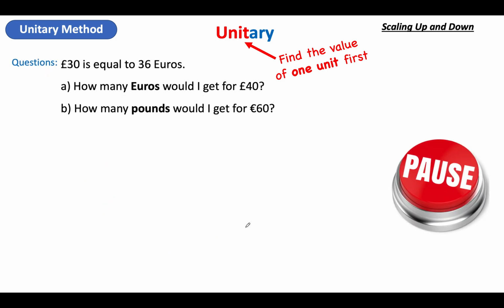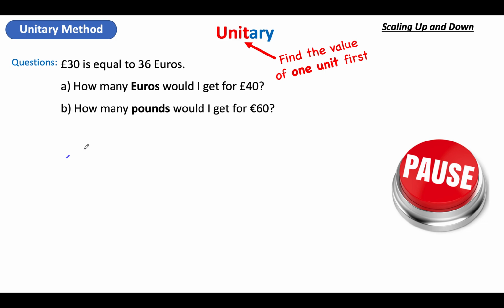Okay, two questions here. Now be careful, because we're going to have to do this in two parts. £30 is equal to 36 euros. How many euros would I get if I have £40? But then how many pounds would I get if I had 60 euros? So you're going to scale, first of all, maybe scale up one side, either pounds or euros, and then you can scale up the other side, okay? Two different questions. So pause the video and have a go.